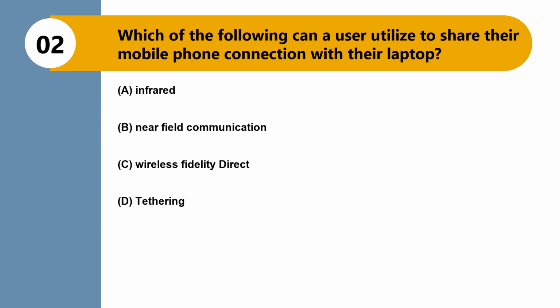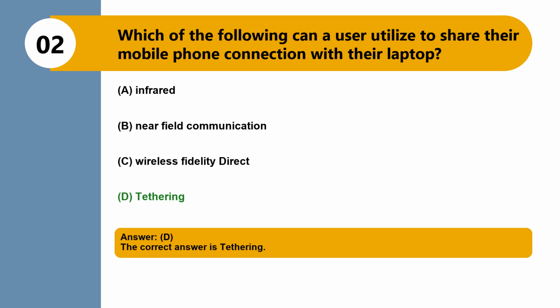Question 2. Which of the following can a user utilize to share their mobile phone connection with their laptop? Option A. Infrared. Option B. Near-field communication. Option C. Wireless Fidelity Direct. Option D. Tethering. The correct answer is option D. Tethering.